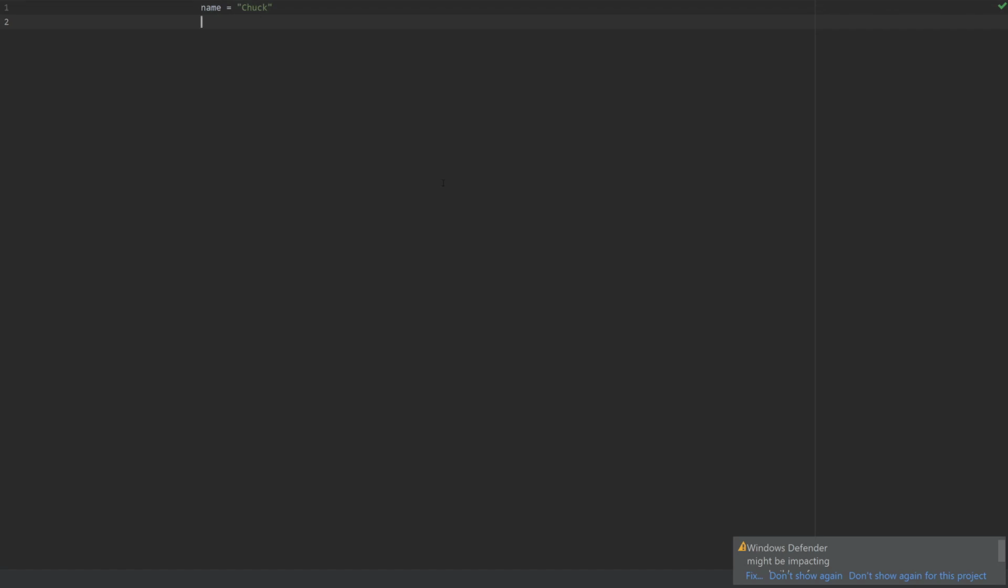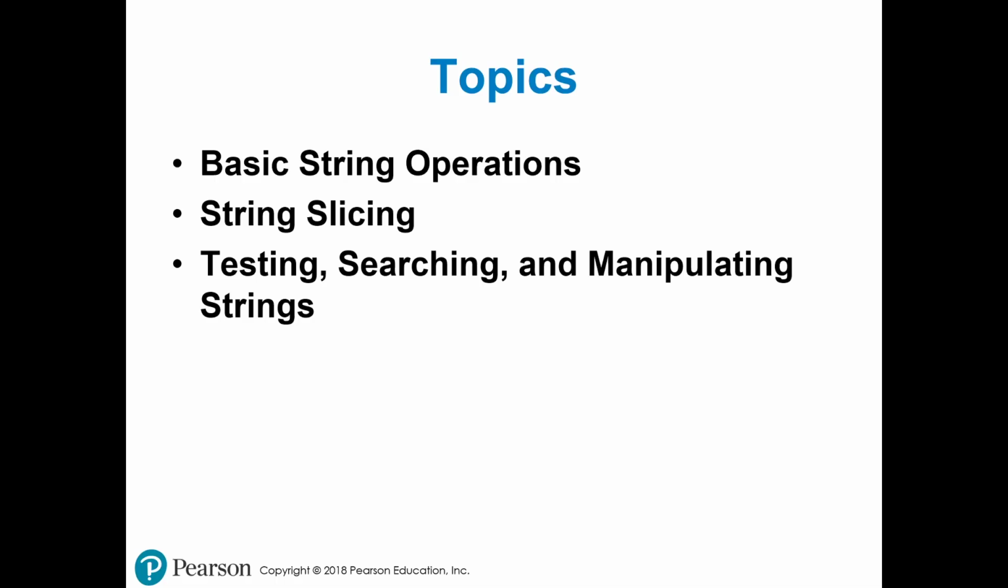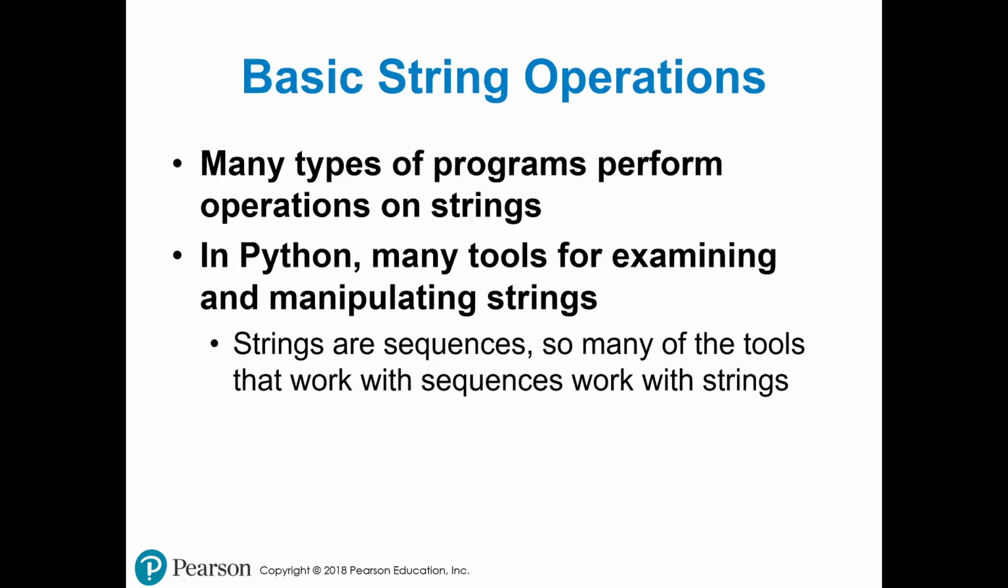Okay, so we can also make another variable, and we can set it equal to name. We can do things like this. We can do assignments with strings, but you need to keep in mind the difference between a string literal or a string variable. Most of the stuff we're going to talk about today will apply to either one of these. So we're going to talk about basic string operations, which is what we're just going to talk about in this video. Then later we're going to talk about string slicing, testing, searching, and manipulating strings. But today we're just going to talk about basic string operations.